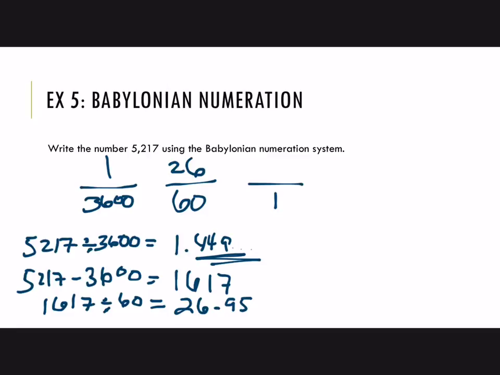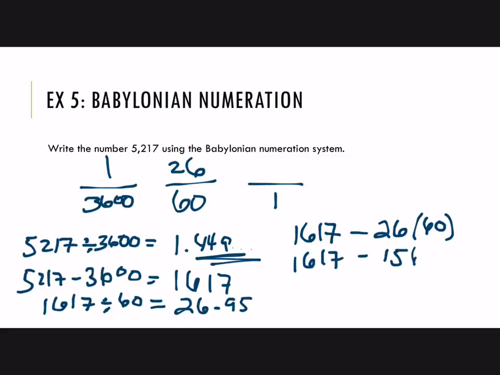So what I want to do is take 26 groups of 60 and subtract that. So I had 16,17, and I want to subtract 26 groups of 60 and see what's left. All right, well, 26 groups of 60 is 1,560. And subtracting that from 16,17 gives 57. All right, so there are 57 ones left over.